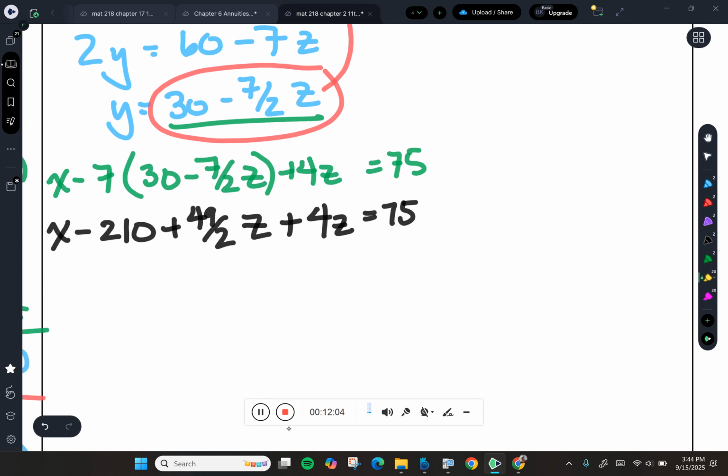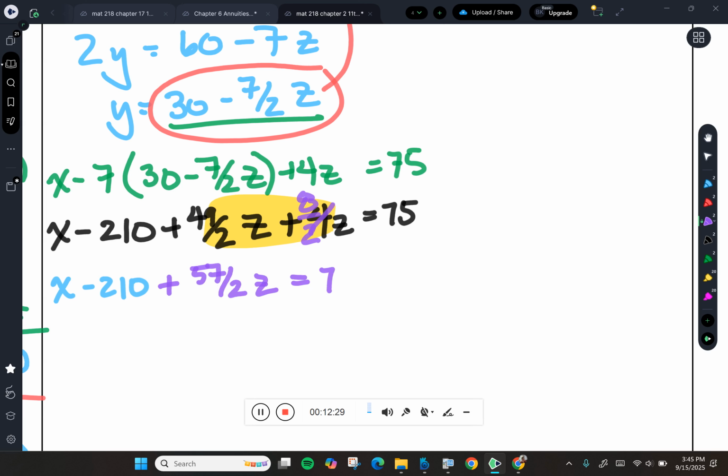Now I need to combine some like terms here. And so that's going to give me x minus 210. Let's see, 4z, I could think of that as 8 halves. So 49 halves plus 8 halves would be 57 halves. So plus 57 halves z is equal to 75.